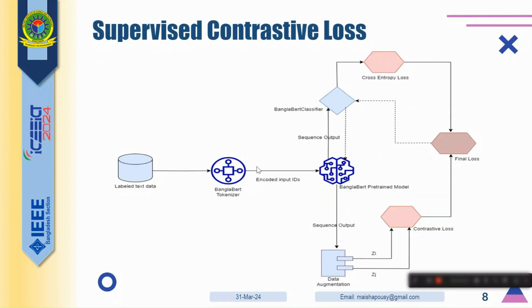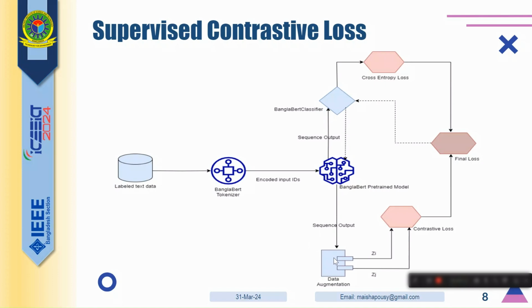Here is our model architecture for supervised contrastive learning. We have used the Bangla-BART pre-trained model for this sentiment analysis task. Labeled data is fed to the Bangla-BART tokenizer, which gives us the tokenized representation, also with special tokens like SEP and CLS, and that representation is fed to the Bangla-BART pre-trained model, which gives us the sequence output, we can say the hidden state. Then the classification occurs, and for this classification cross-entropy loss is used, and the same sequence output, the hidden state, then goes for data augmentation.